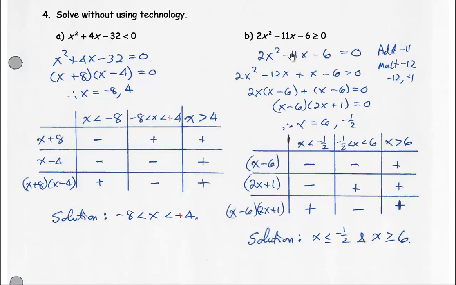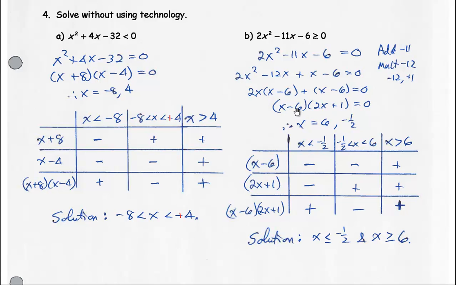So we break the negative 11x down to negative 12x plus x. And so I can factor a common factor of 2x out of here. So we factor 2x out of this and get 2x times x minus 6. And then there's only a common factor of 1 here, so we just put brackets around the x minus 6. So the x minus 6 is in common, so we factor that out. And 2x plus 1 would be the other factor.